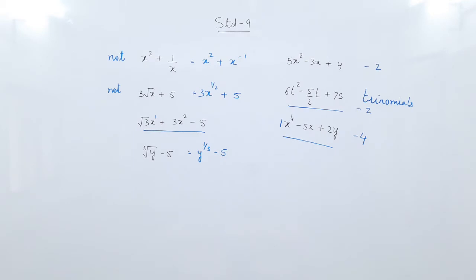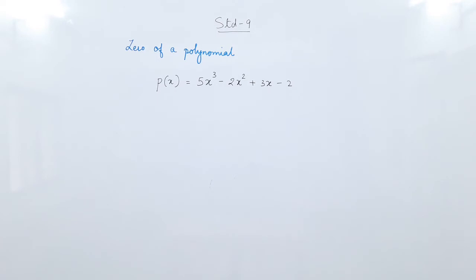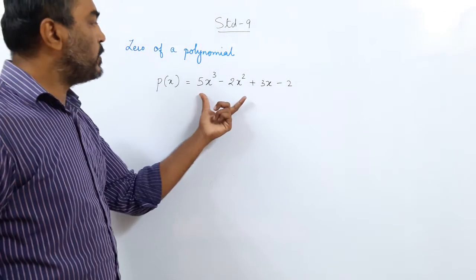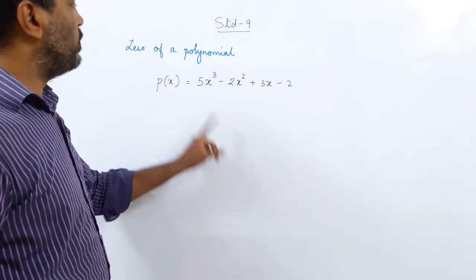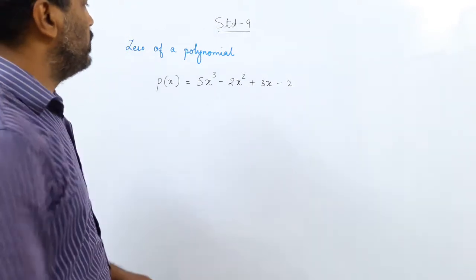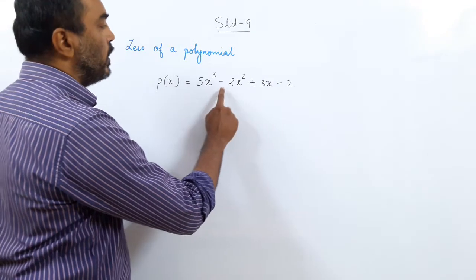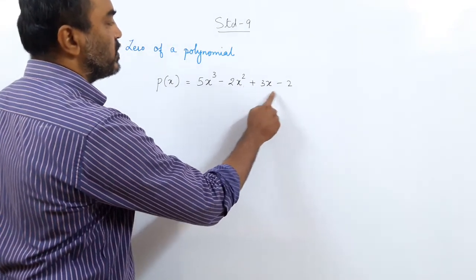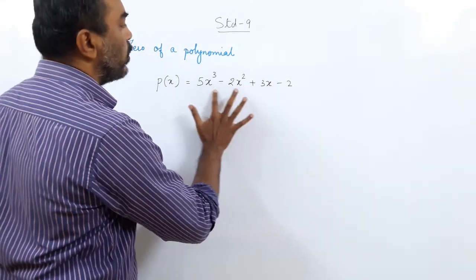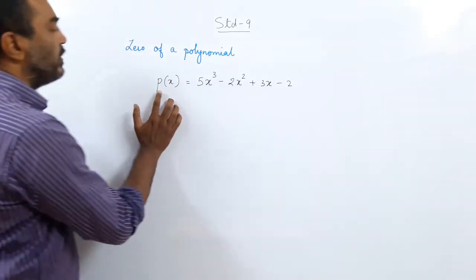Now we move to the next topic, that is the zero of a polynomial. Okay, now the topic zero of a polynomial. Now this is a polynomial in which variable? X, single variable. You can see 5x cube minus 2x square plus 3x minus 2. This is a polynomial in single variable written as p of x.